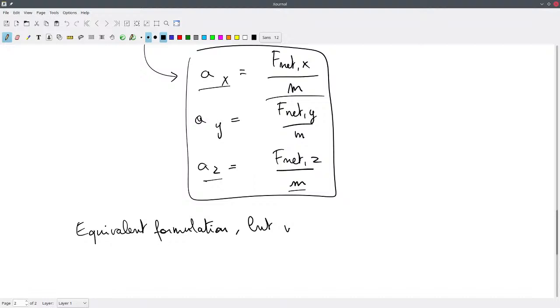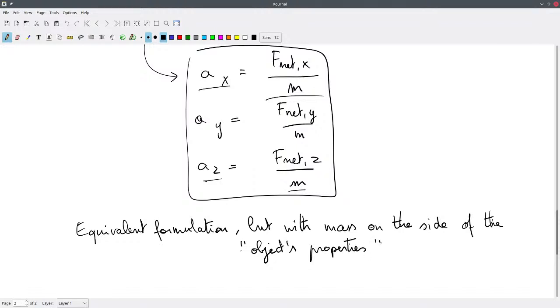But in this case, with the mass on the side of the object's properties. So we're going to put it on the side of the object's properties, which is the acceleration.